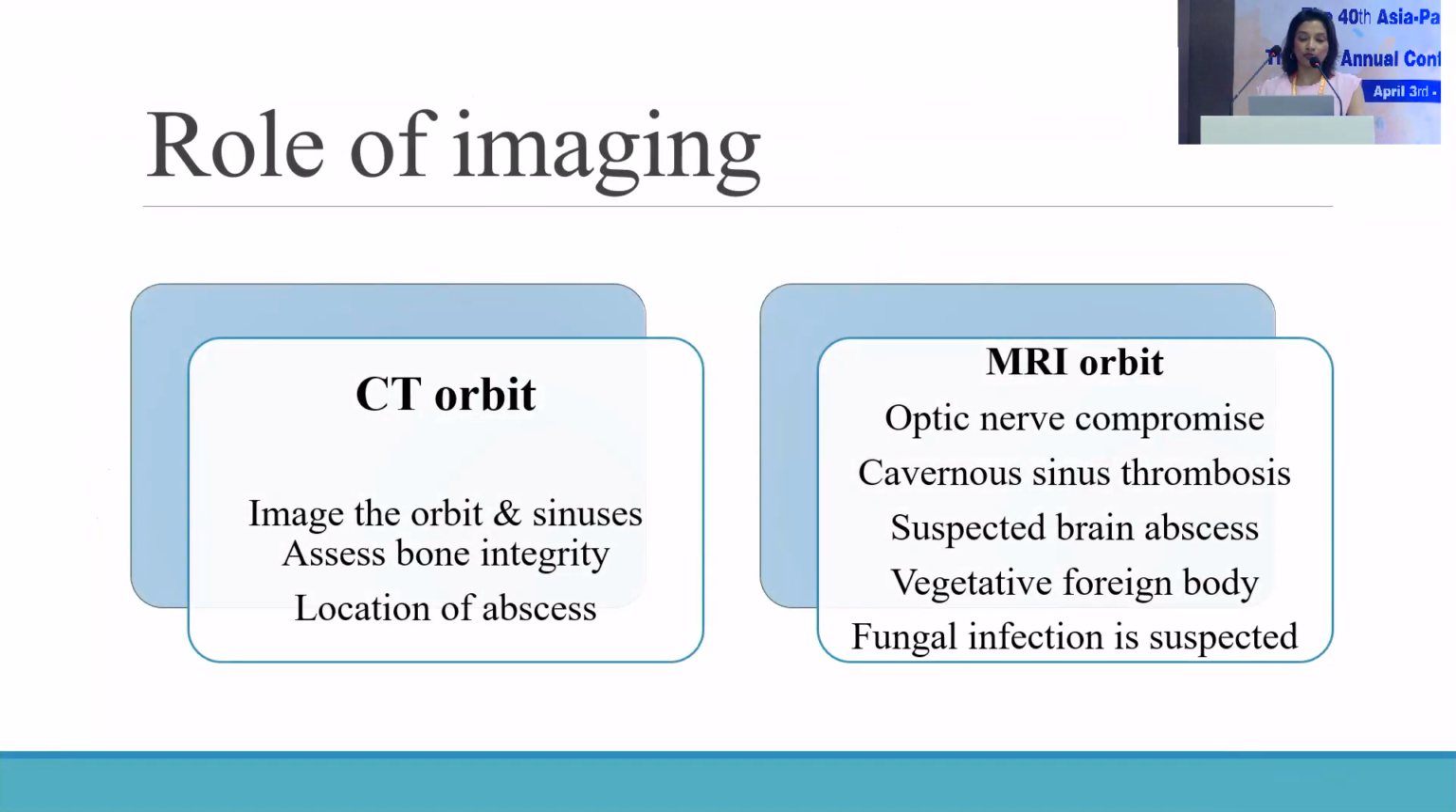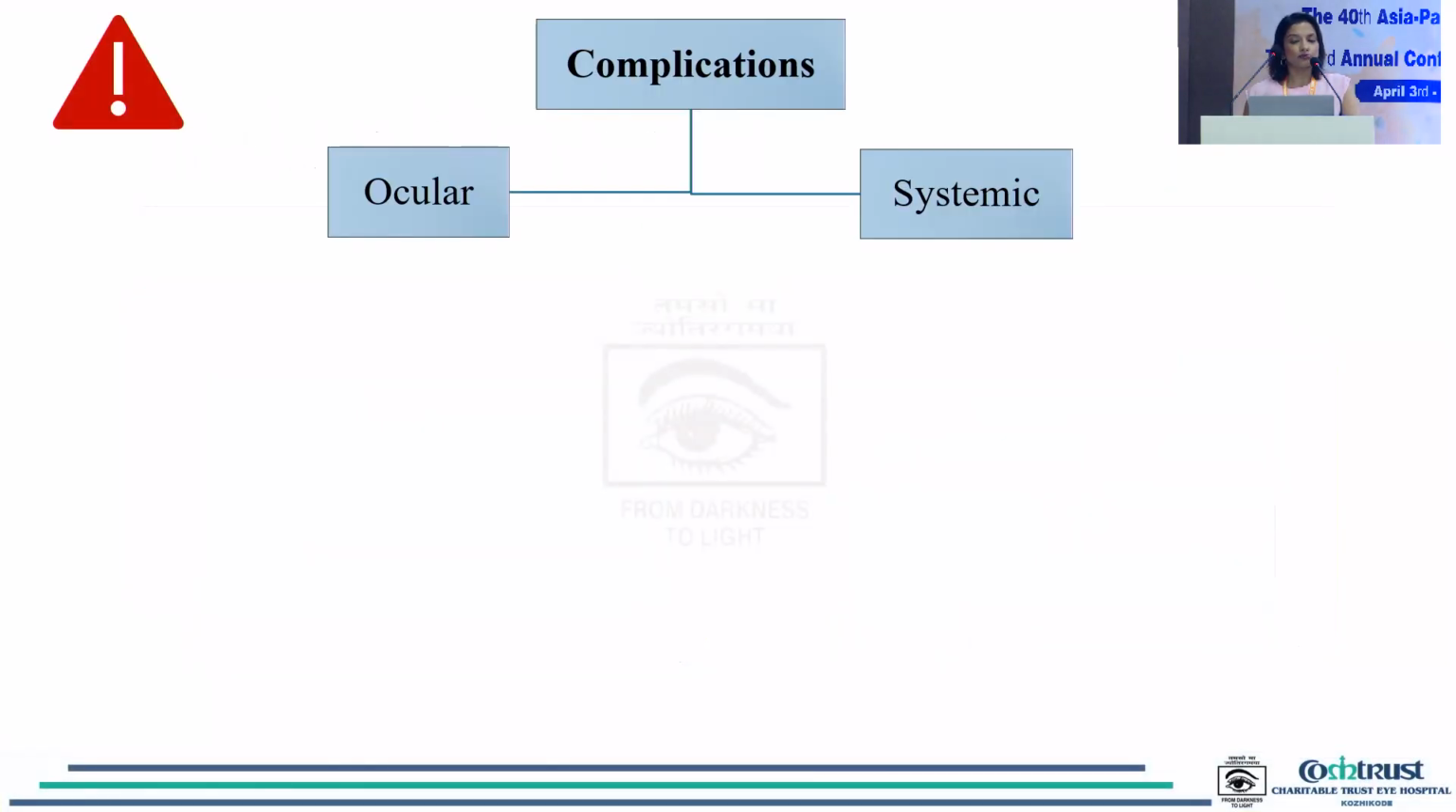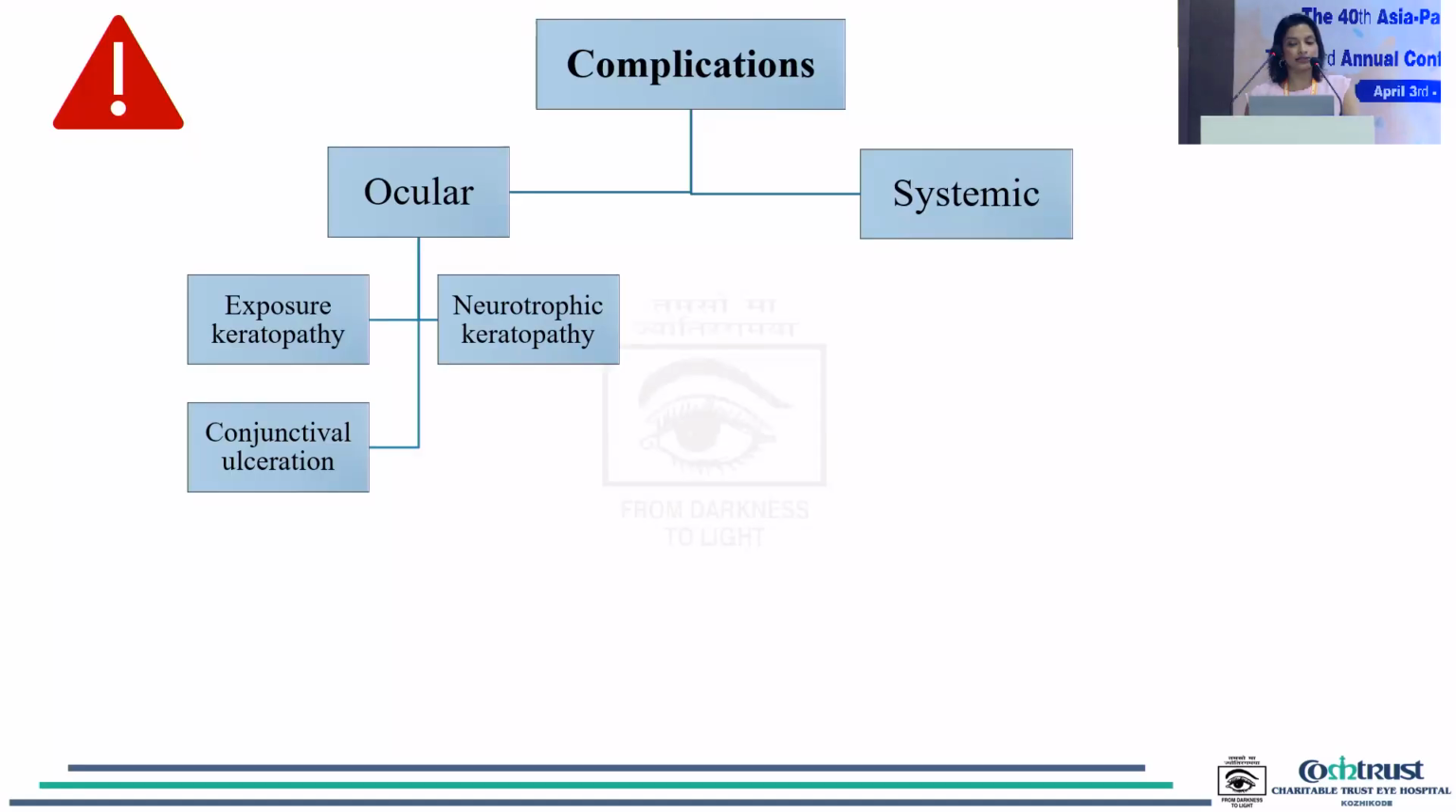The role of imaging cannot be overemphasized, especially CT orbits, because it is a quick way of doing imaging in children. It helps image the orbit and the sinuses simultaneously, also tells us about the bony integrity, and you can also locate the abscess. MRI orbit, due to the difficulty of performing it in children, you usually reserve for cases where you suspect optic nerve compromise, a brain abscess, cavernous sinus thrombosis, a vegetative foreign body, or a fungal infection. So as ophthalmologists, we need to know both about the ocular as well as the systemic complications.